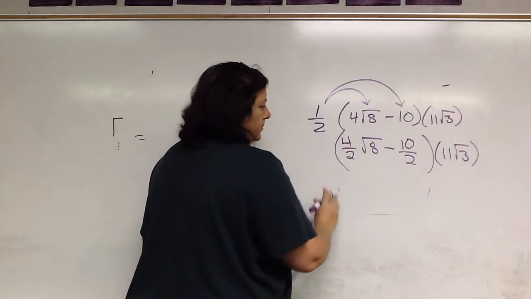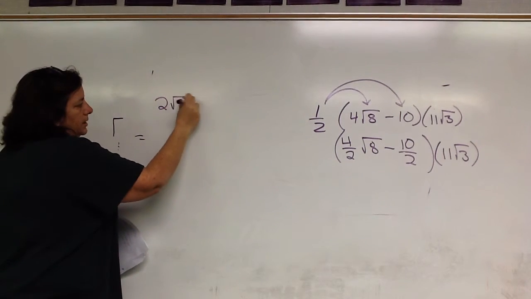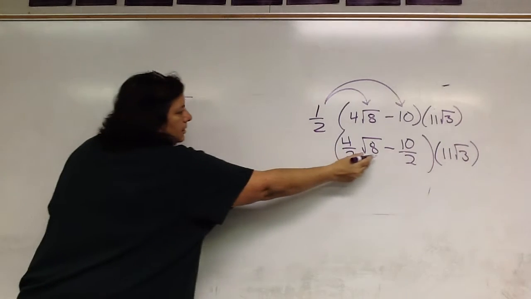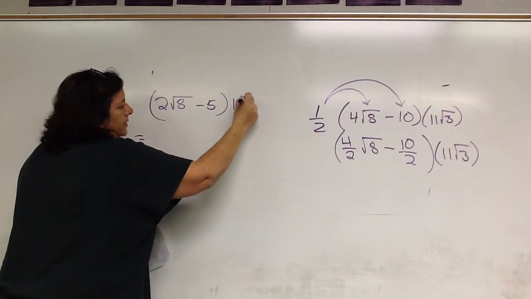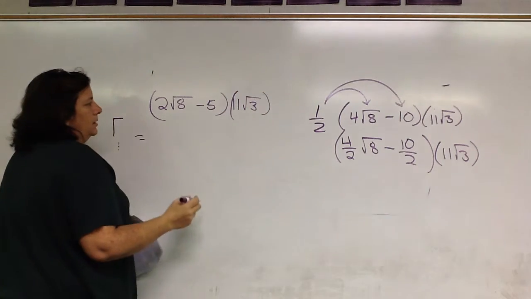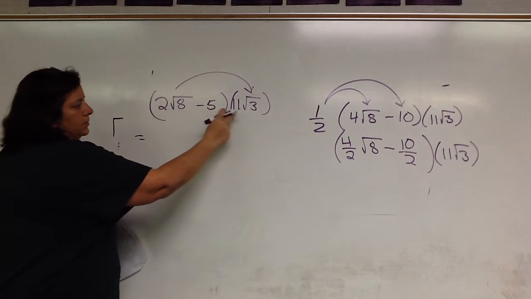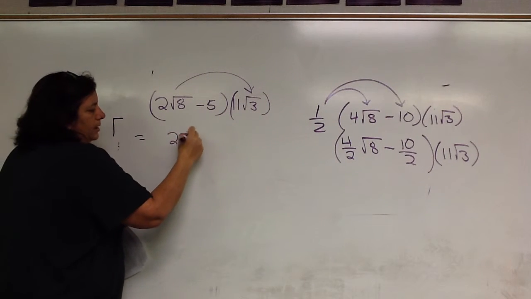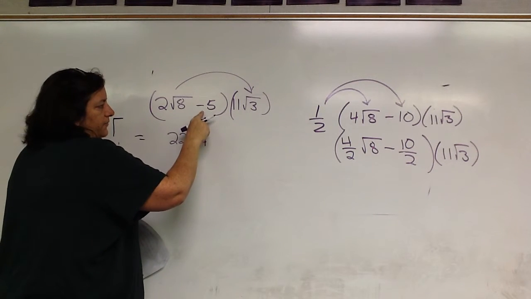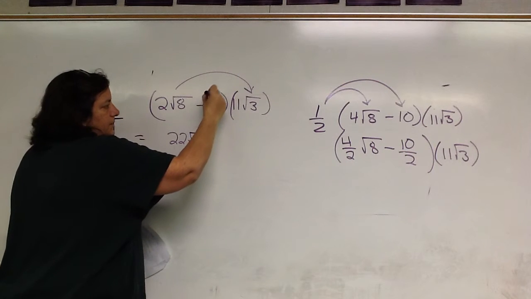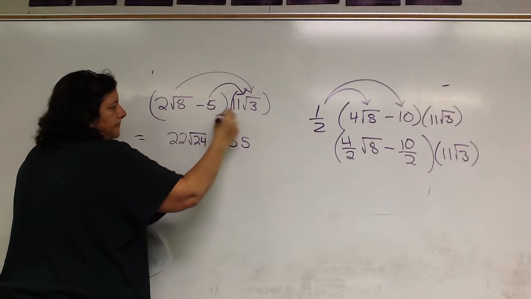So the next thing to do is simplify. I'm going to come over here to make sure I have room. So you have 2 root 8, because 4 divided by 2 is 2, minus 5, times 11 root 3. 2 root 8 times 11 root 3. 2 times 11, 22. Root 8 times root 3, root 24. Negative 5 times, then we have to do the second term. Negative 5 times 11, negative 55, root 3.